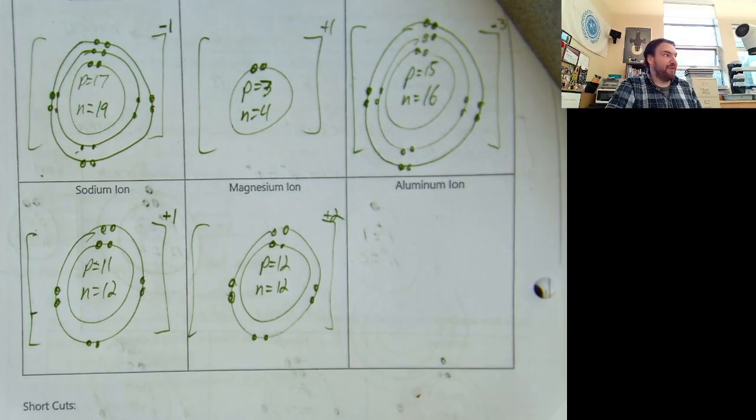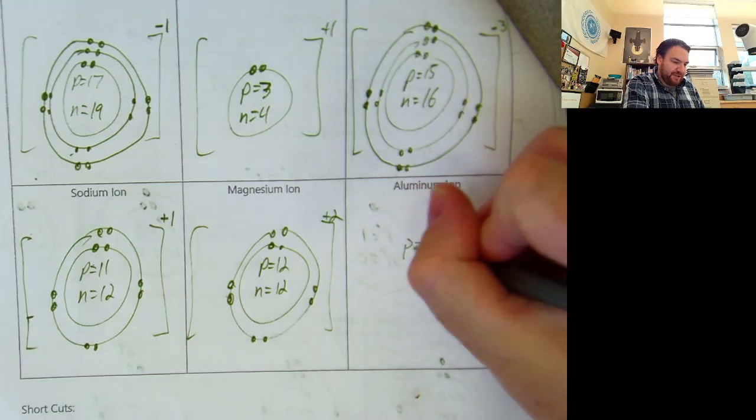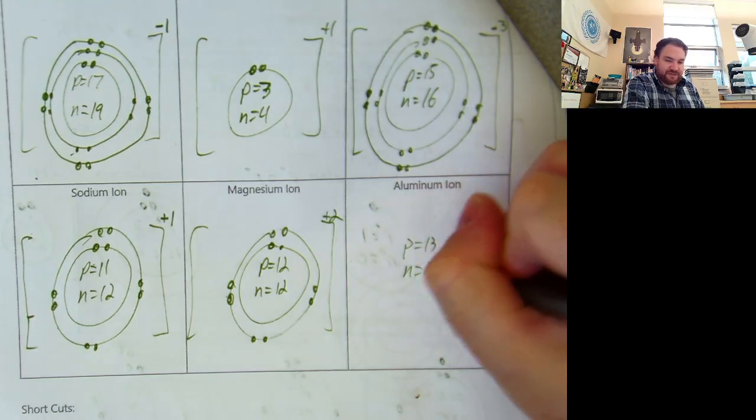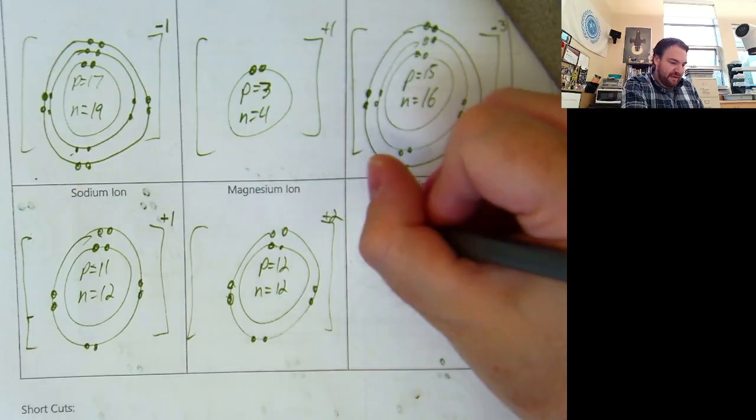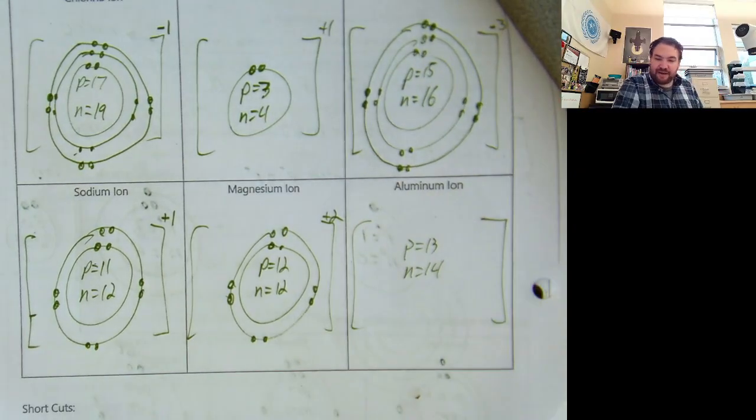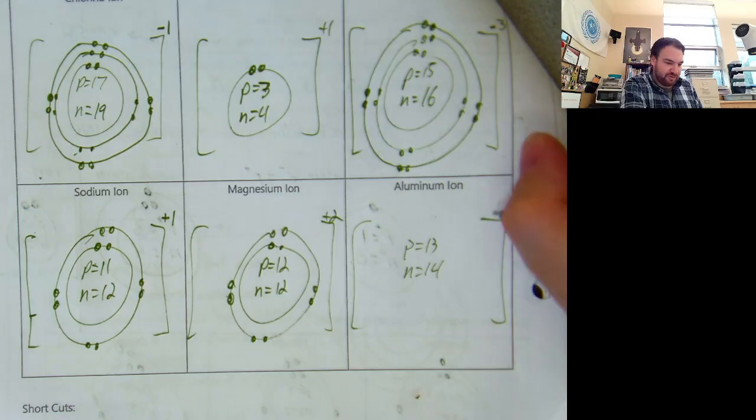There are far too many of you writing, which means there are far too many of you who did not practice this yesterday. The aluminum ion looks like this. Where is the aluminum ion? P equals 13, N equals 14. It's an ion, so square brackets and the charge.